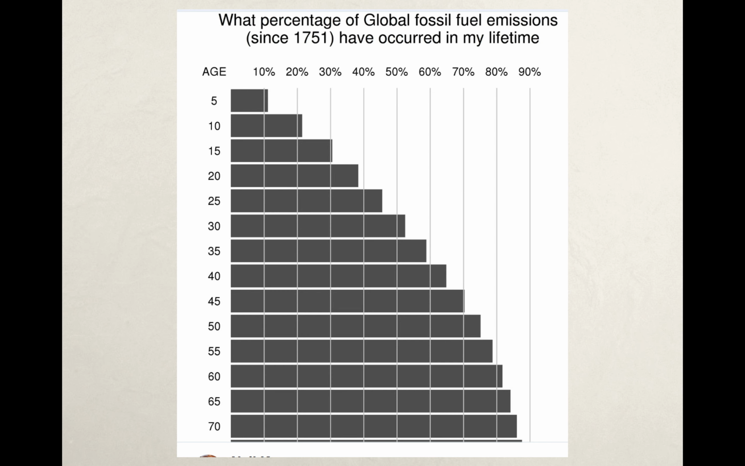This is a graphic showing the percentage of global fossil fuel emissions that have happened since you were born. So you would look at it by figuring out what age range you fall into. So you guys are going to be somewhere in here, and then seeing how much it's changed. So in your guys' lifetime, global fossil fuel emissions have increased between 30 and 40%, which is pretty crazy.